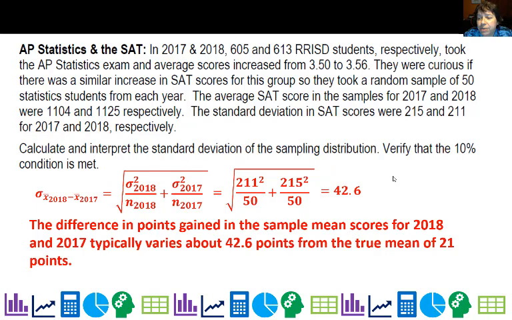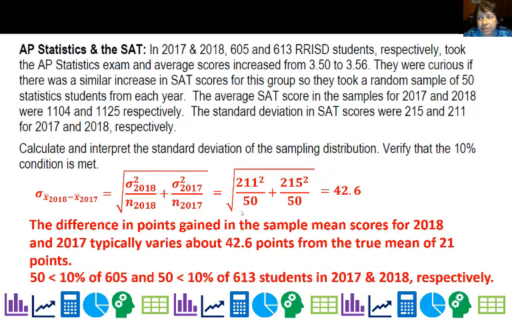Well, the way I would interpret that 42.6 is I'd say the difference in points gained in the sample mean scores for 2018 and 2017 typically varies about 42.6 points from the true mean of 21 points. I'm not sure if it's real clear, but I'm really talking about the difference in scores. I kind of say it there, so we might be good. All right, and then I still have to check the 10% condition. So 50 is definitely less than 10% of 605, and it's also less than 10% of 613 for both years, respectively. So we're good there.